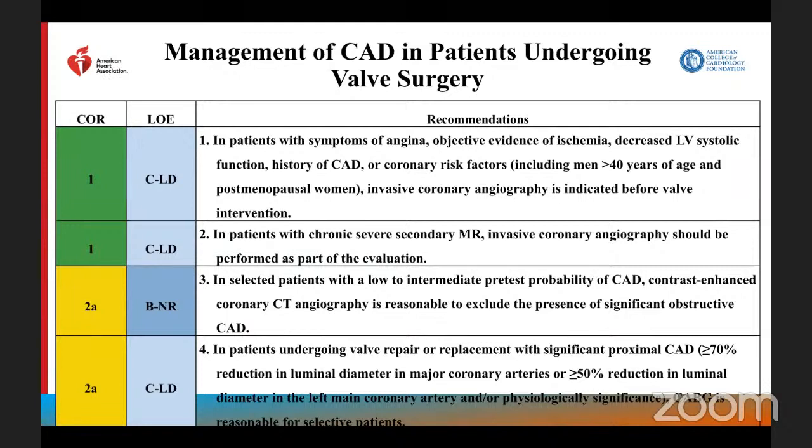In patients with severe secondary MR, invasive coronary angio should be performed as part of the evaluation. It's a class 1. But in selected patients with a low to intermediate pretest probability for coronary artery disease, contrast CT angio is reasonable to exclude the presence of significant obstructive coronary artery disease. That's class 2A, in low to intermediate risk. In patients undergoing valve repair or replacement with significant proximal coronary artery disease, 70% or more reduction in luminal diameter in major coronary arteries, or 50% or more reduction in luminal diameter in the left main, and/or physiological significance, bypass is reasonable for selected patients as a class 2A.